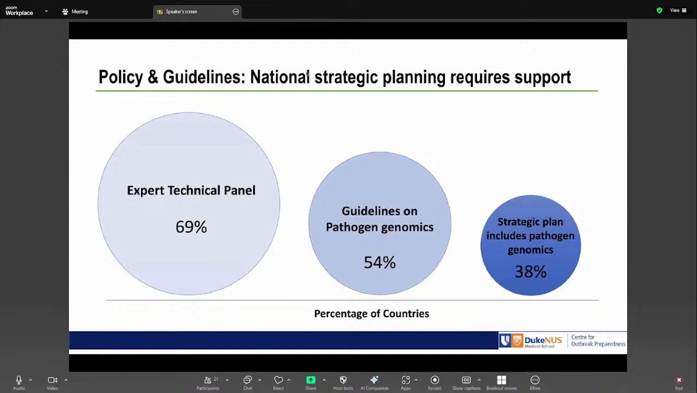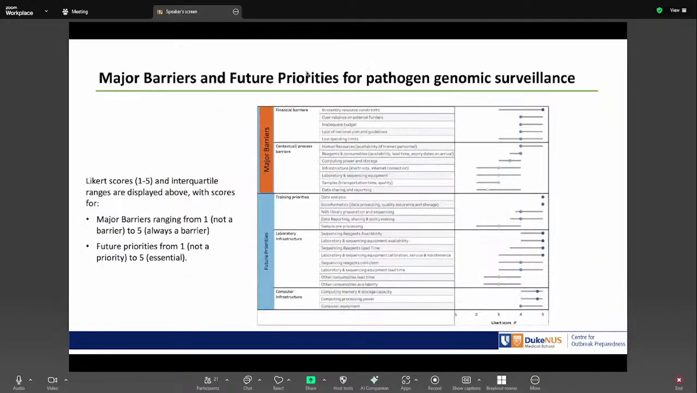So we were checking, are there plans in our countries, are there technical expert groups? Luckily about 69% had technical expert groups, and this is great, but this is also right out of COVID, so whether this still remains is a question. About half of them had guidelines for pathogen genomics, but only about a quarter of the countries actually had a strategic plan on what to do for pathogen genomics and how to actually utilize it.